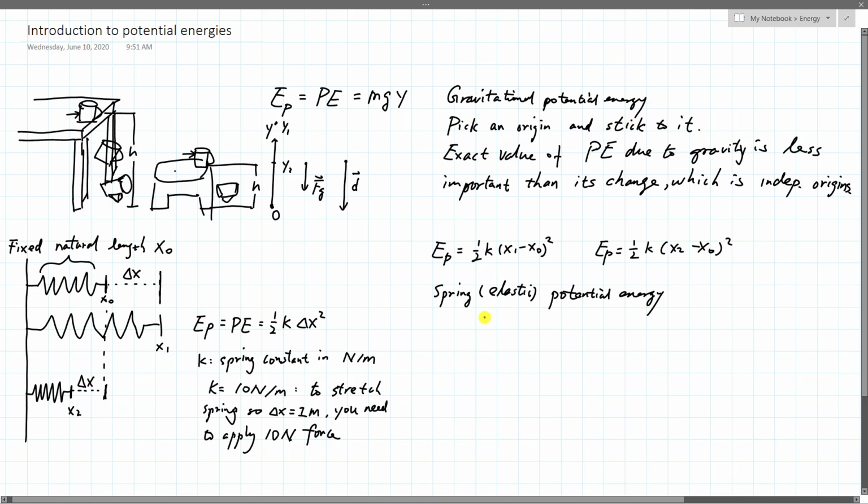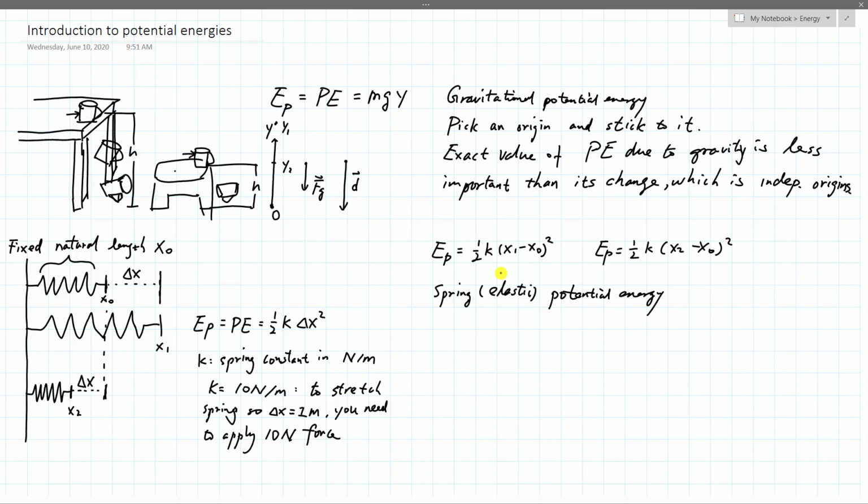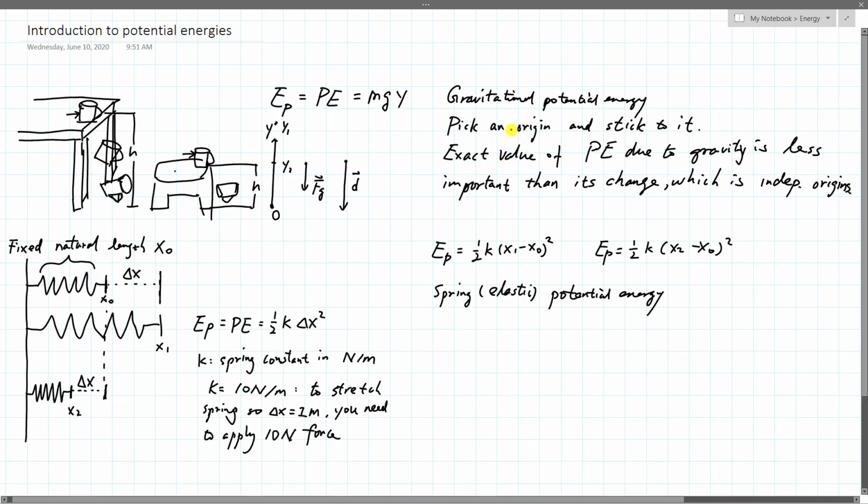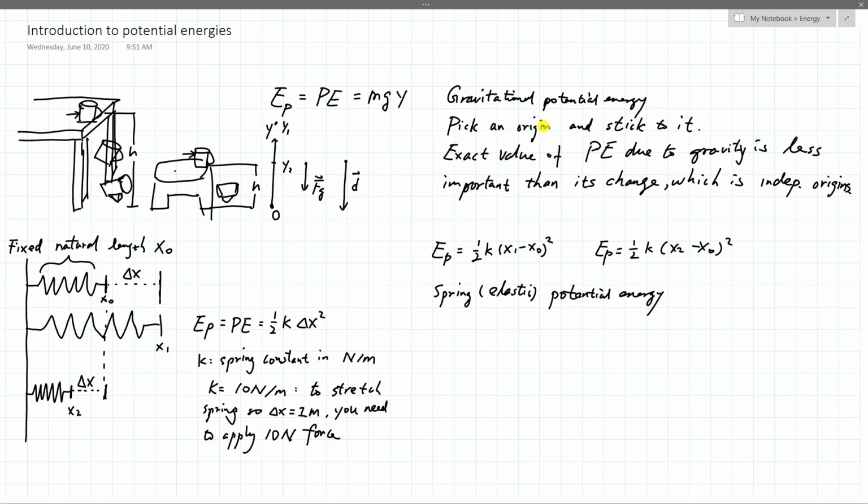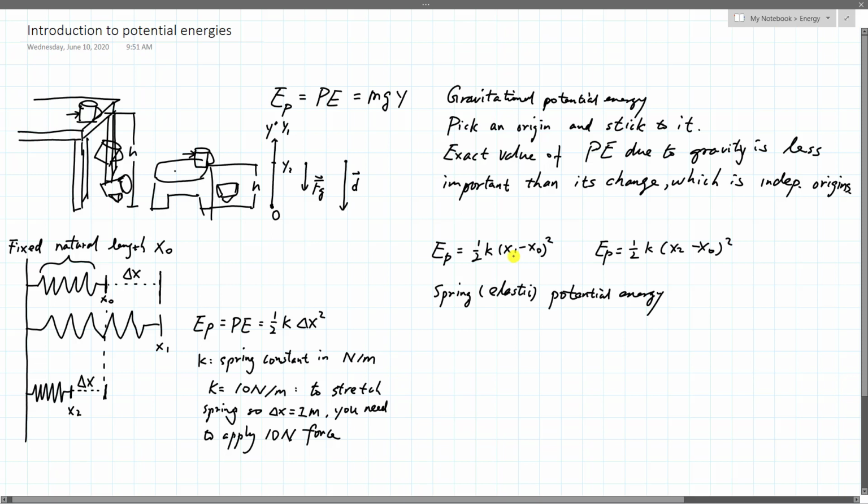Okay, so for the spring potential energy, there is this definite origin of x0 that depends on the actual spring. The spring has a natural length when nothing is stretching it. So this is different from gravity, which has its origin basically floating until you choose it, right? So you have to choose the origin to be at x0. So when your position is x0, and then minus x0, you have no potential energy in the spring. So this is something that you cannot change.